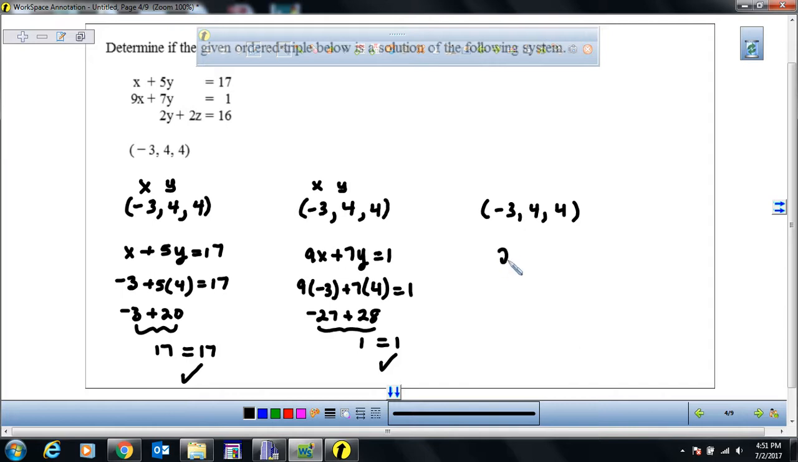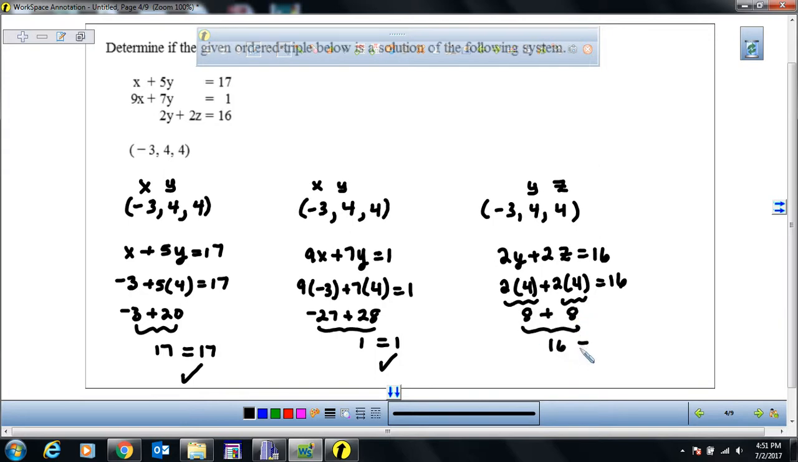We just have one more to test: 2y plus 2z equals 16. To test the last equation, we need to replace the y with the 4 and the z with the 4 as well. That's my y and that's my z. We don't have any x here, so I don't need the x. So it would be 2 times y, which is 4, plus 2 times z, which is 4, must equal 16. So it's going to be 8 plus 8, and that gives me 16. 16 equals 16, that is also a true statement.